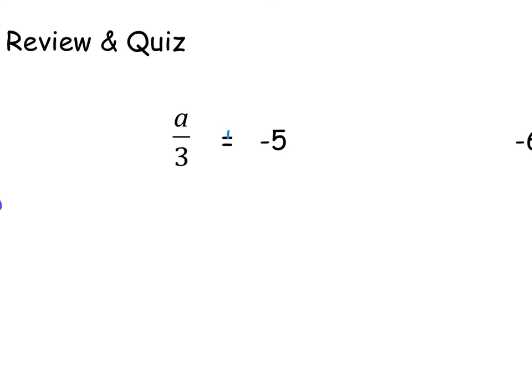So I'm going to build my wall, and then I'm going to multiply by 3 on this side. You could also use 3 over 1, which is the same thing as 3. And I'm going to multiply by 3 on this side. And 3 divided by 3 mathematically would be 1, or we can just say it cancels, and that leaves a on this side. We've isolated our variable.